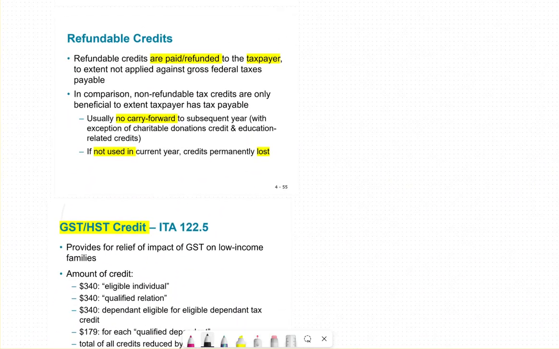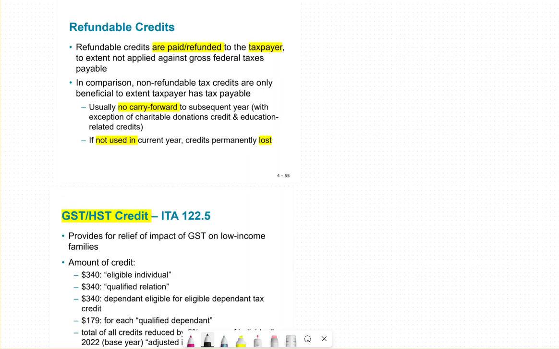My next one is something called refundable credits. Refundable credits are paid or refunded to the taxpayer to the extent not applied against the gross federal tax payable. These are just the credit. It does not apply to federal tax payable. They are not carried forward. If you don't use them in the current year, these credits are lost, meaning you cannot carry forward.